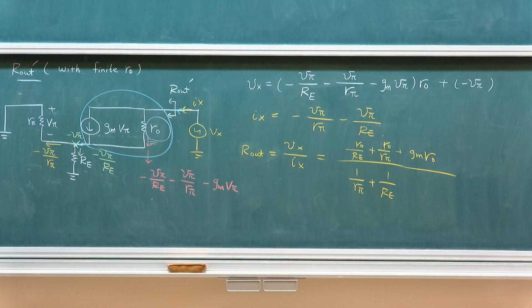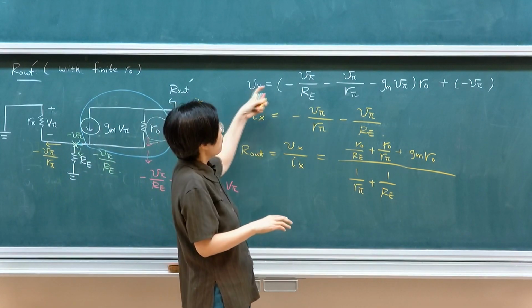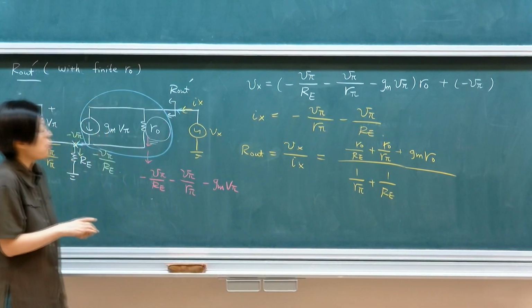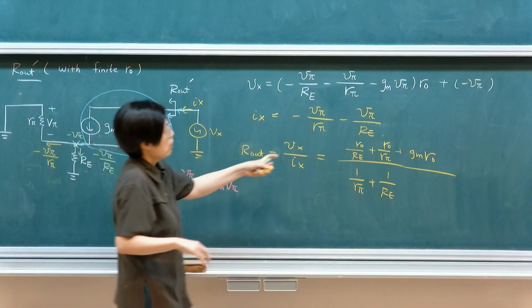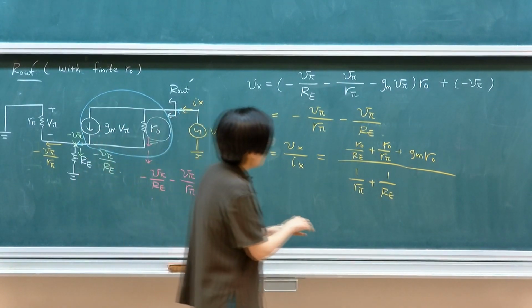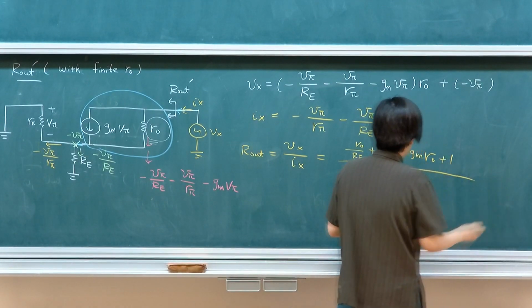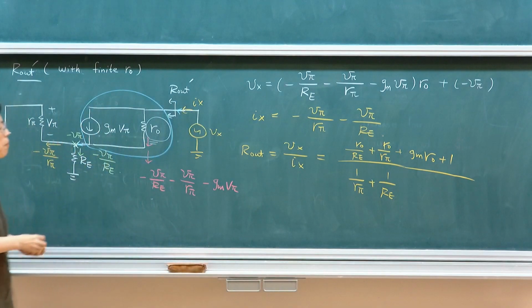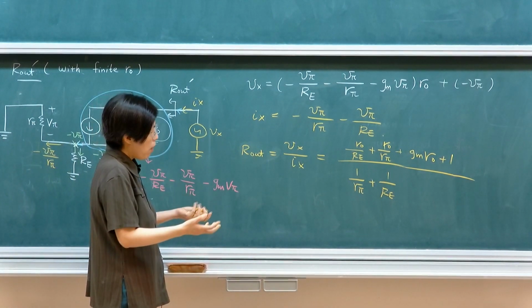I'm putting back RO. Make sure that all the terms are unitless at the top, right? Because this is V pi, the relationship between Vx and V pi, the numerator should be unitless. This is a ratio, this is unitless, this is gain. And I'm still missing a 1, right? Plus 1. Okay?